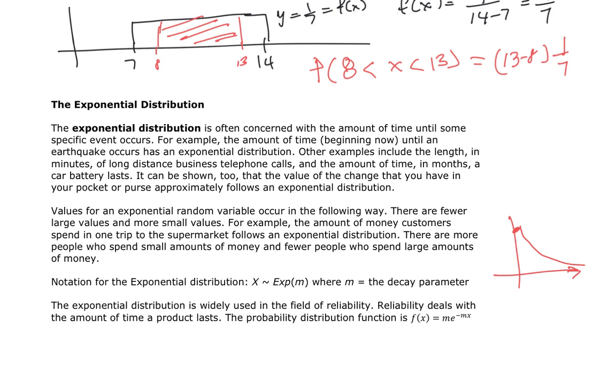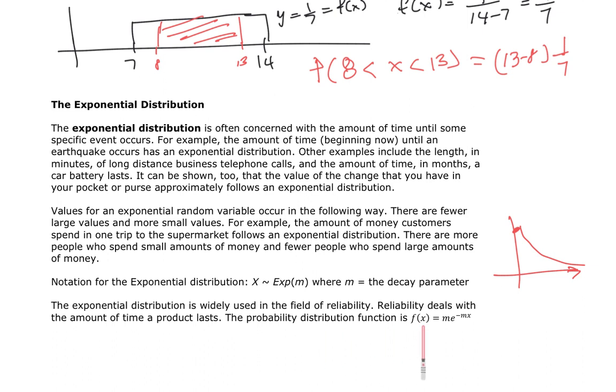The notation is X is distributed as an exponential with parameter m, where m is the decay parameter. And you're like, oh, this is interesting. Where is this coming from? We'll get there. The exponential distribution is widely used in the field of reliability. Reliability deals with the amount of time a product lasts.